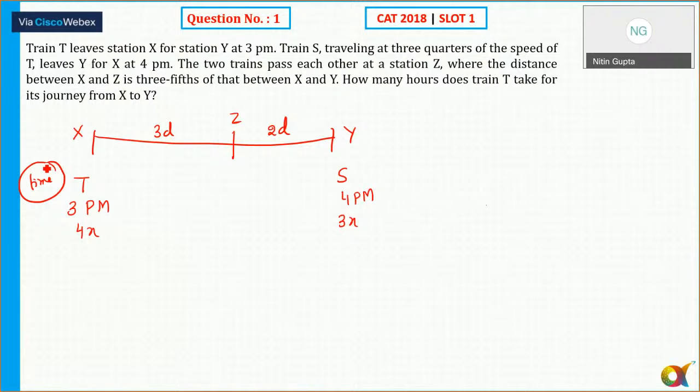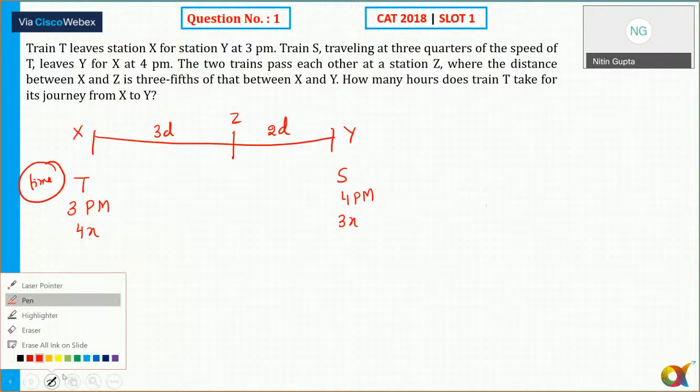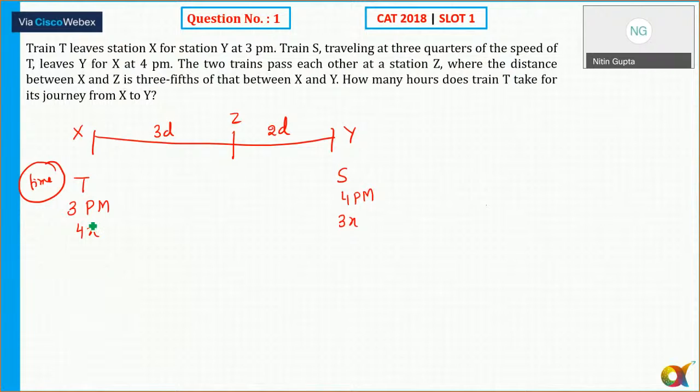Now remember, in such type of question, one train starts at 3 p.m. and another at 4 p.m. So between 3 p.m. and 4 p.m., this particular train will travel some distance. Yes or no? In 1 hour, what is the distance traveled? Since the speed of this train we assumed is 4x, it will travel a distance of 4x in 1 hour. And this is the position at 4 p.m. This train will reach from here to here, and this train will be here at 4 p.m.